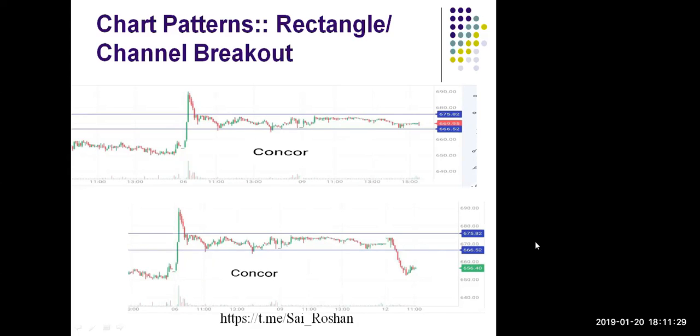So the thing is, once it breaks out of this rectangle, or we call it a channel breakout, on either side, upper side or down side, this is called the bilateral pattern. Bilateral pattern means it can go either up or down. Doesn't matter. You should be aware.